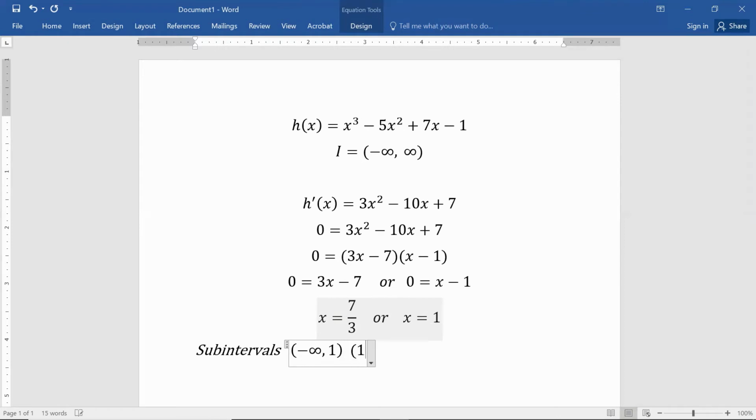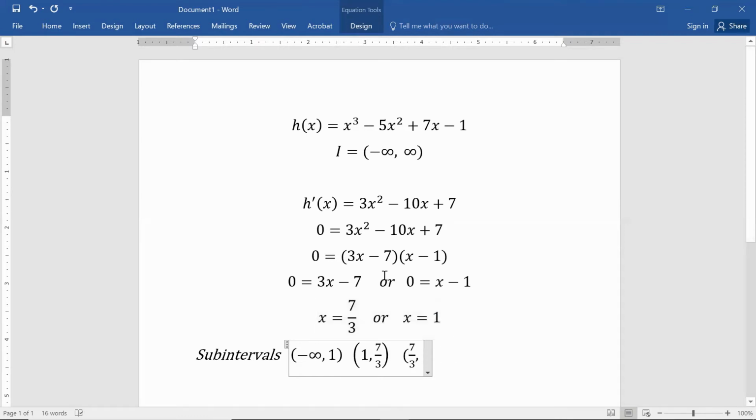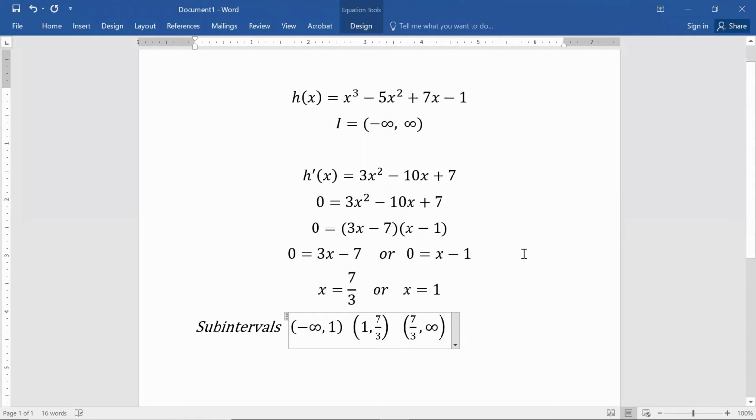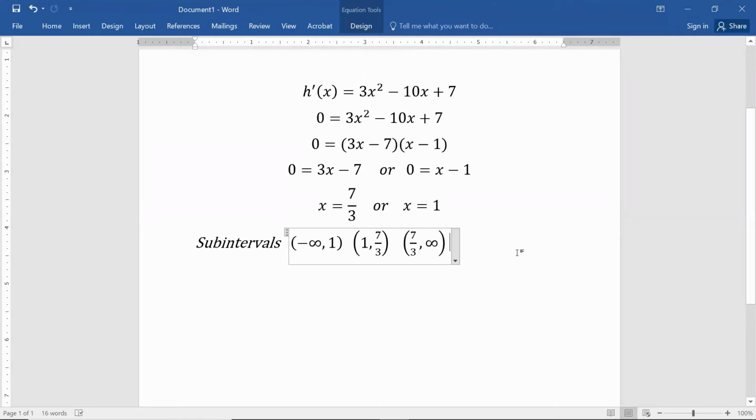Then I'm going to go from 1 to my next highest critical value, which is 7/3. And then I'm going to go from that 7/3 all the way up. If I had another critical value, I'd go up to it. But since I don't, I go to the end of my interval, which is infinity. We have 3 subintervals here. Let's check on each one whether we have positive or negative derivatives in each subinterval.